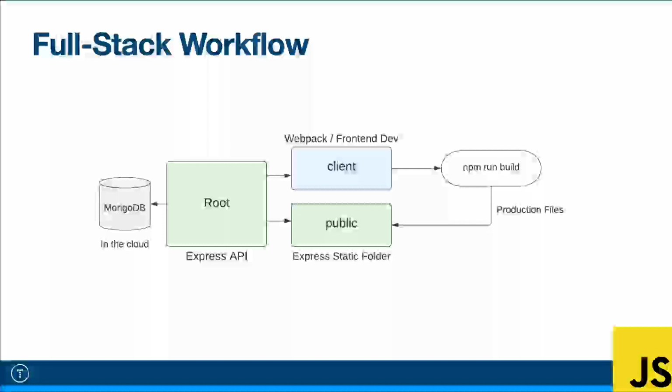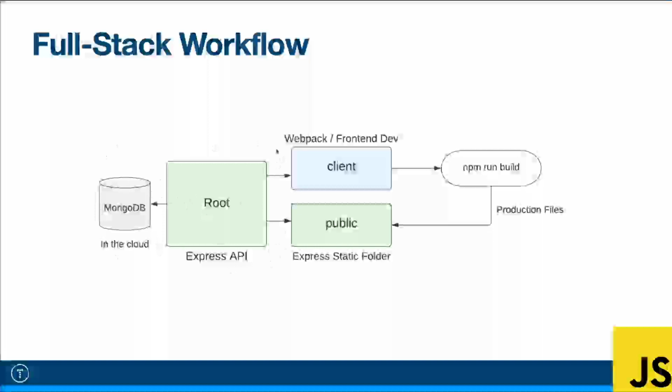So this is the structure that we're going to go with. So we have our backend, our Express API. We've already done that. We have routes that we can hit to create, read, update, and delete ideas. We have a MongoDB database deployed in the cloud. So this part of the application is already done.